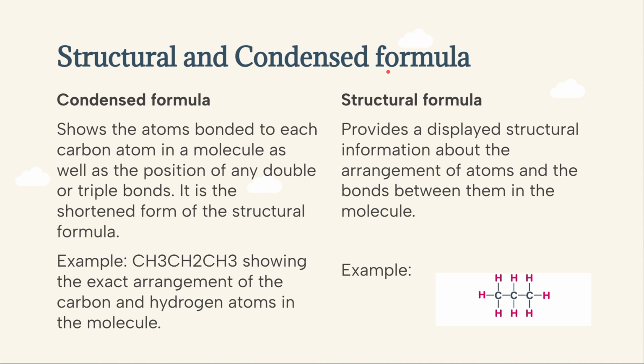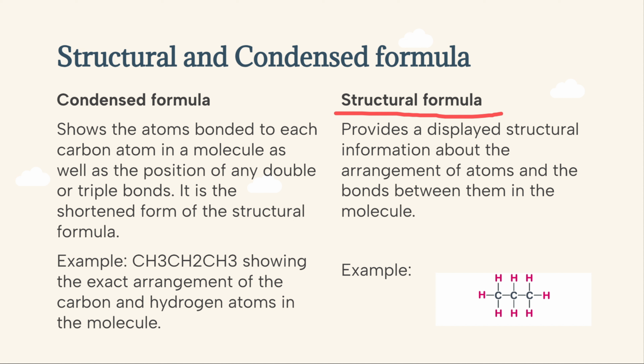Now we're looking at structural versus condensed. I'm going to look at the structural formula first. The structural formula is the displayed arrangement of how the atoms are bonded in a compound. We already know that these are covalent bonds between the hydrogen and the carbon. So we have CH3, carbon bonded to 3 hydrogens, this carbon bonded to 2 carbons and 2 hydrogens, this carbon bonded to a carbon and 3 hydrogens. So that's the structural formula.